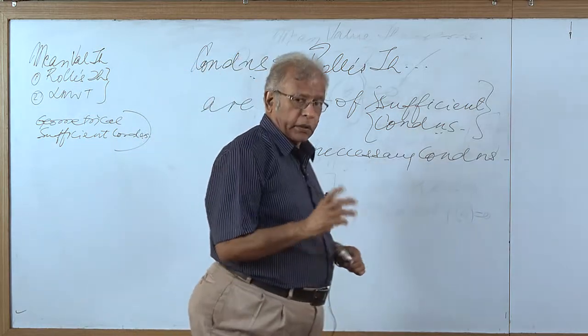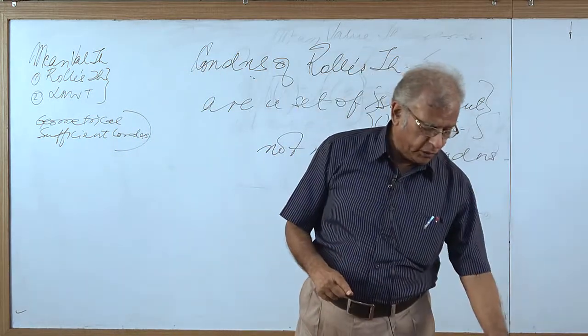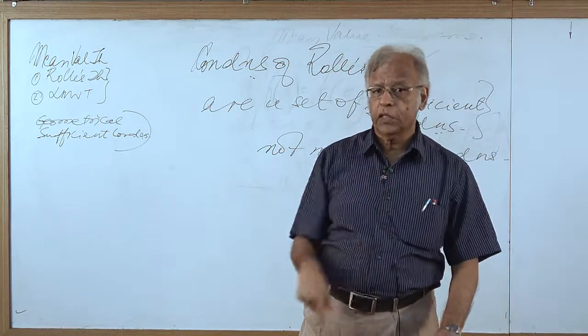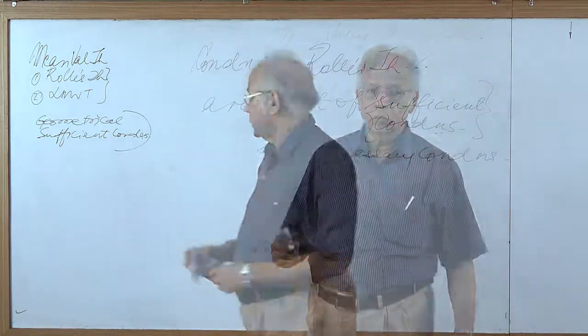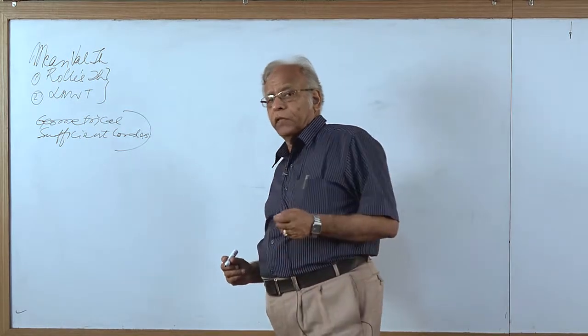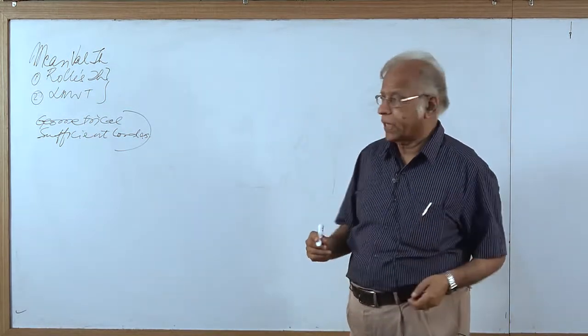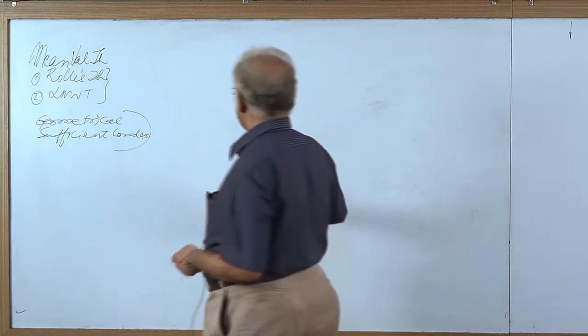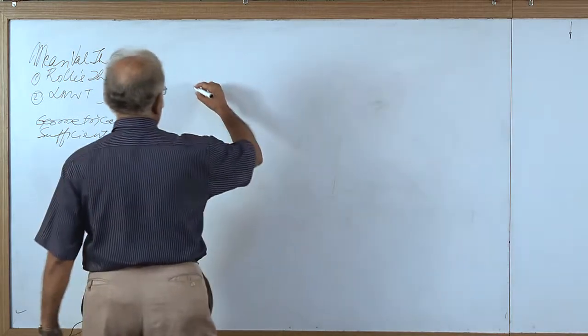Now we will take an example, and before that we will give the geometrical interpretation of the theorem by drawing a diagram. Now we get down to the geometrical significance of this theorem. We draw a small diagram and let's see what the geometrical significance of the theorem is.